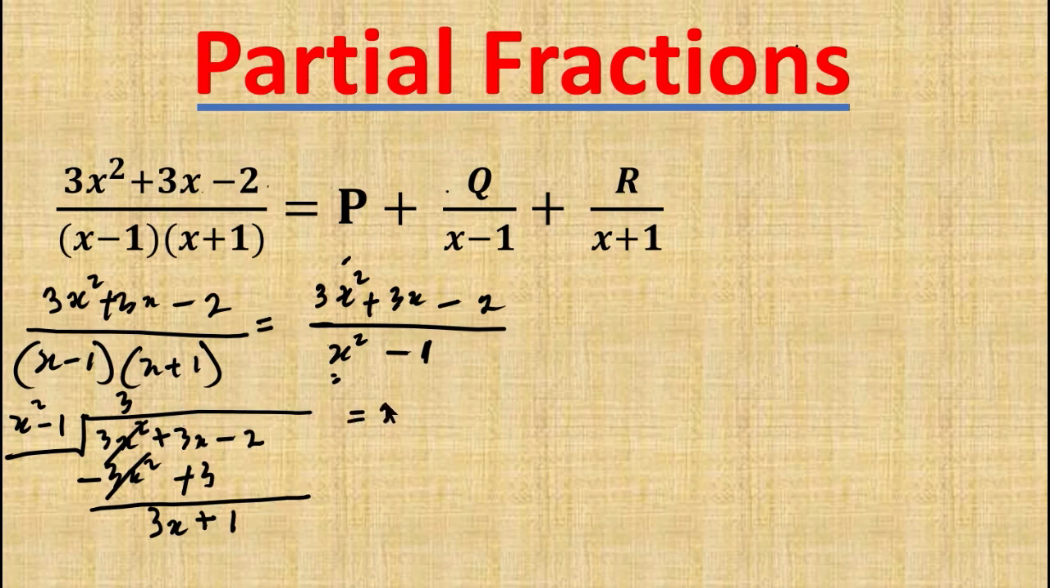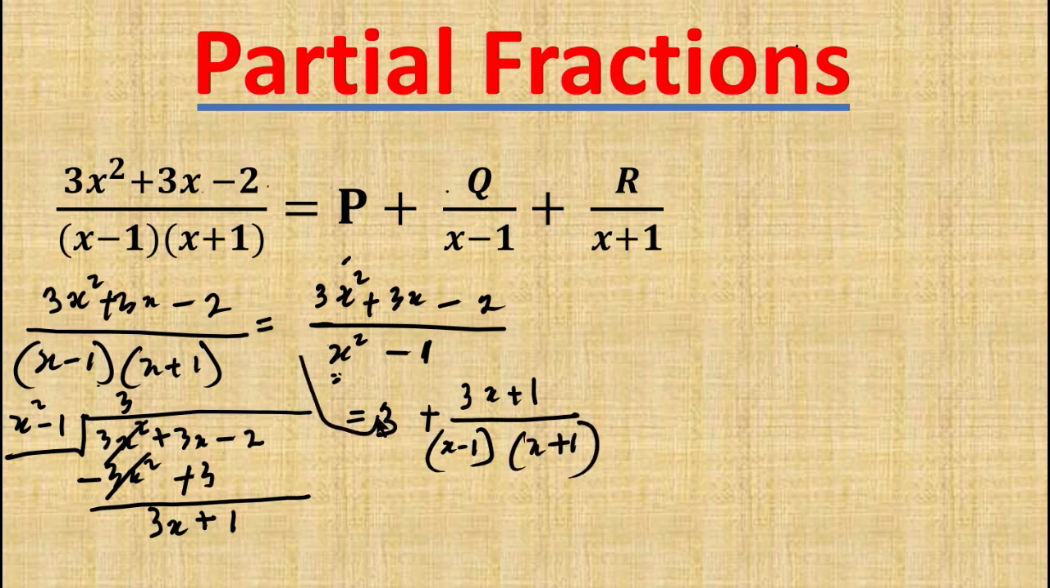3 plus 3x plus 1 all over, I don't want to use x squared minus 1 any longer. I still want to use x minus 1 into x plus 1. Now obviously my p is same thing as what? As 3, like you can see in this expression. So what we are left to look for is q and r.